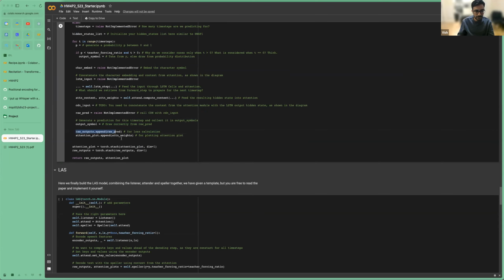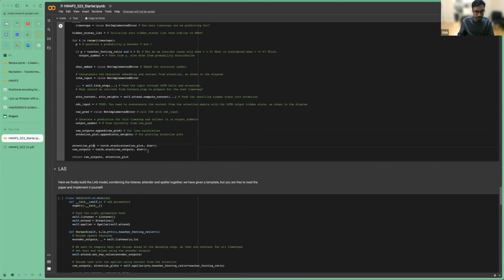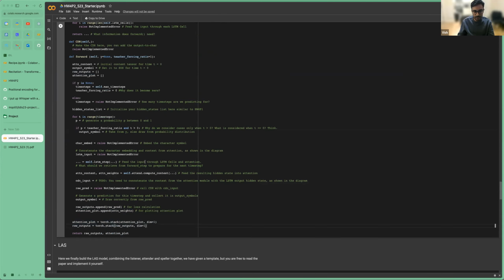You append your predictions and you append your attention weights, right? Then you stack them. Why do we stack them? Because we're doing this for every single time step. You want to stack it so that you have a tensor for all the time steps.